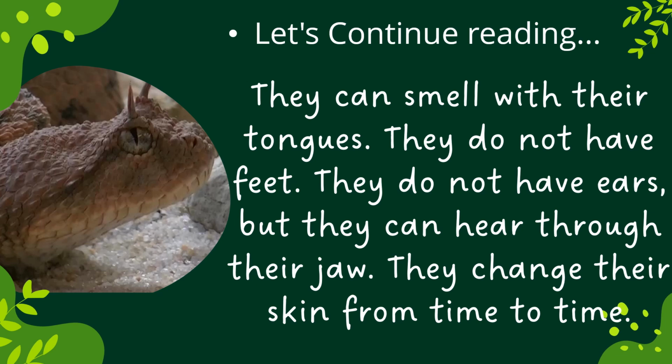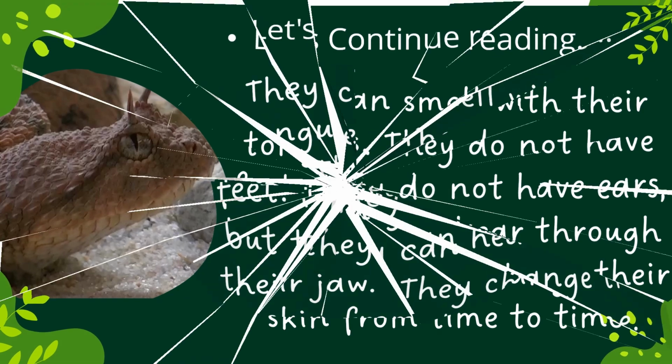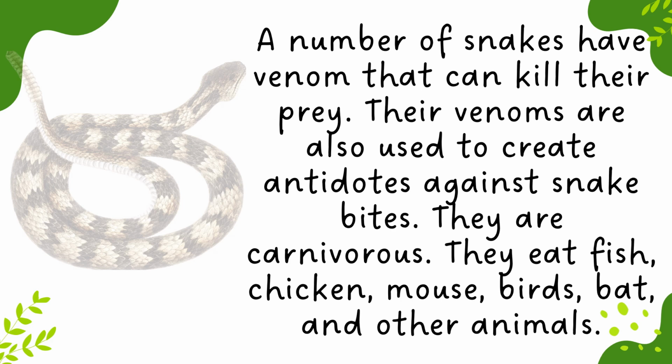Let's continue reading. They can smell with their tongues. They do not have feet. They do not have ears, but they can hear through their jaw. They change their skin from time to time. A number of snakes have venom that can kill their prey. Their venoms are also used to create antidotes against snake bites. They are carnivorous because they eat fish, chicken, mouse, birds, bats, and other animals.